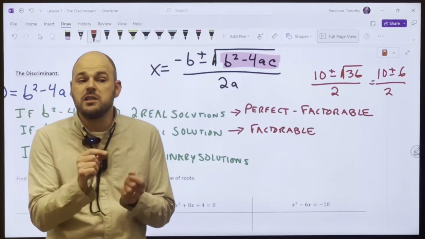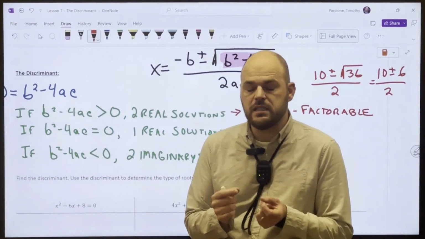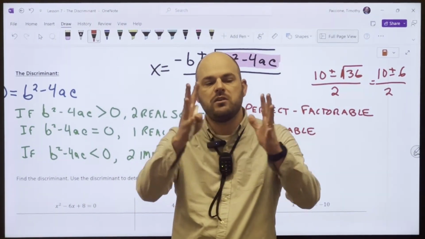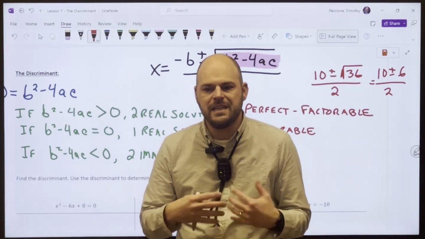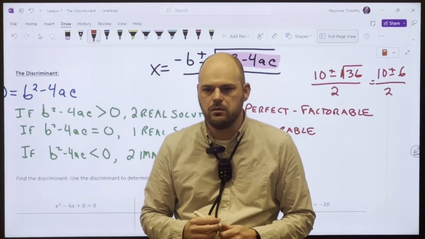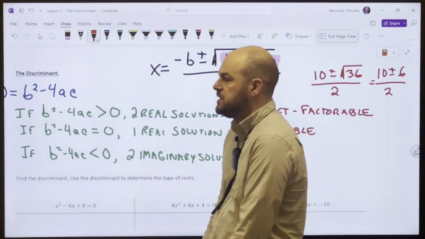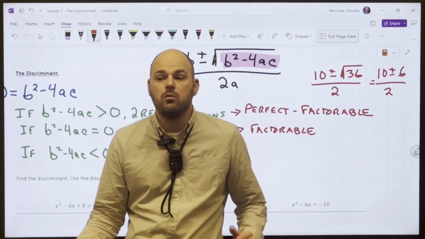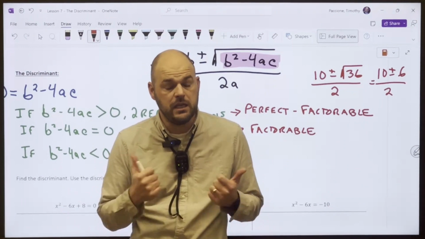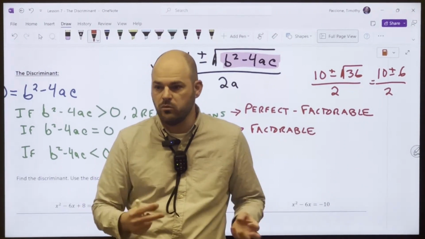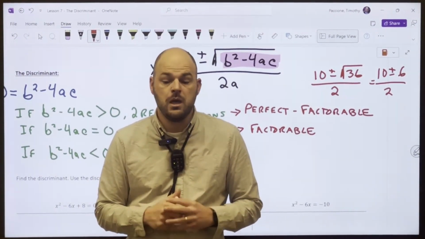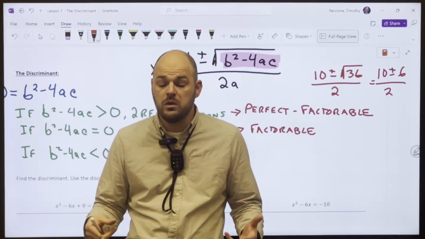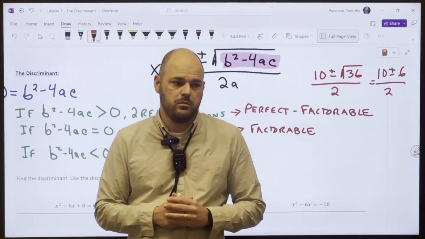So just knowing this one piece, the B squared minus 4AC, saves us from having to do the whole quadratic formula, and it tests what type of situation we're in, right? And a lot of students find that useful, right? Because they want to be able to avoid the quadratic formula if they want. Now, for your quiz, all you're going to need to tell me is 2 real solutions, 1 real solution, 2 imaginary solutions. But if you get good at this, you can use it to help you, okay?